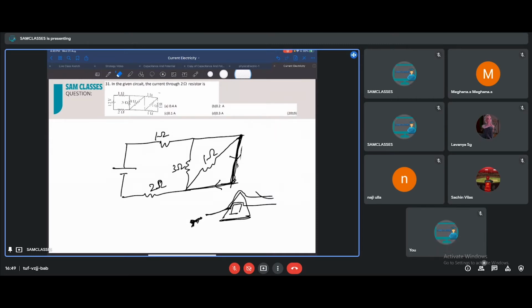Now you can try and solve this. Now tell me what will be the answer. They're asking, what is the current through the 2 ohm resistor? So what will it be?